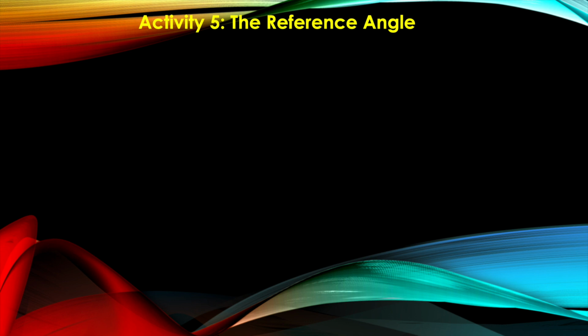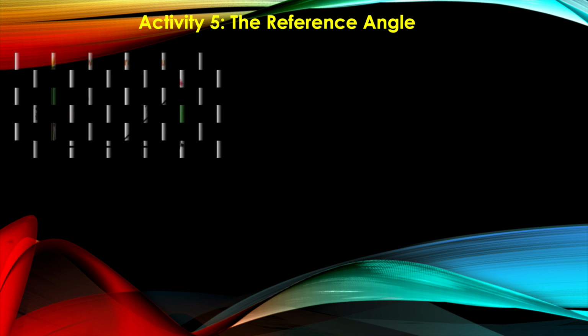Activity 5 of Module 6 is calculating the reference angle of the right triangle. The reference angle is any of the two acute angles in the right triangle. As an example for this activity, we will be using the same diagram that we used in the previous activities on the taller tree and the shorter tree.